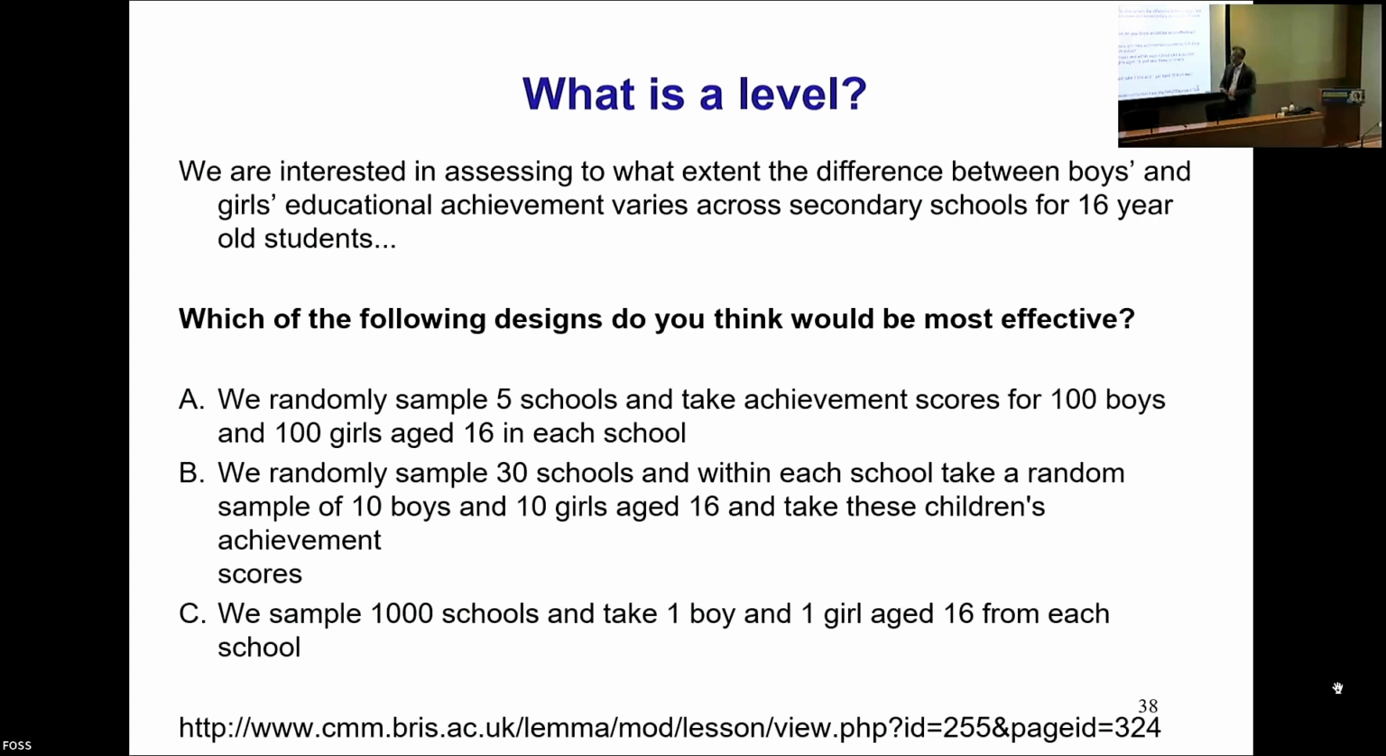What if we sample 5 schools and take the achievement scores for 100 boys and 100 girls in each school? So just 5 schools, but a lot of boys and girls. Or B, a few more schools: you sample 30 schools, but take just 10 boys and 10 girls. Or C, we sample a lot of schools, but just 1 boy and 1 girl from each school. So which one of these sampling designs is most appropriate for the question?